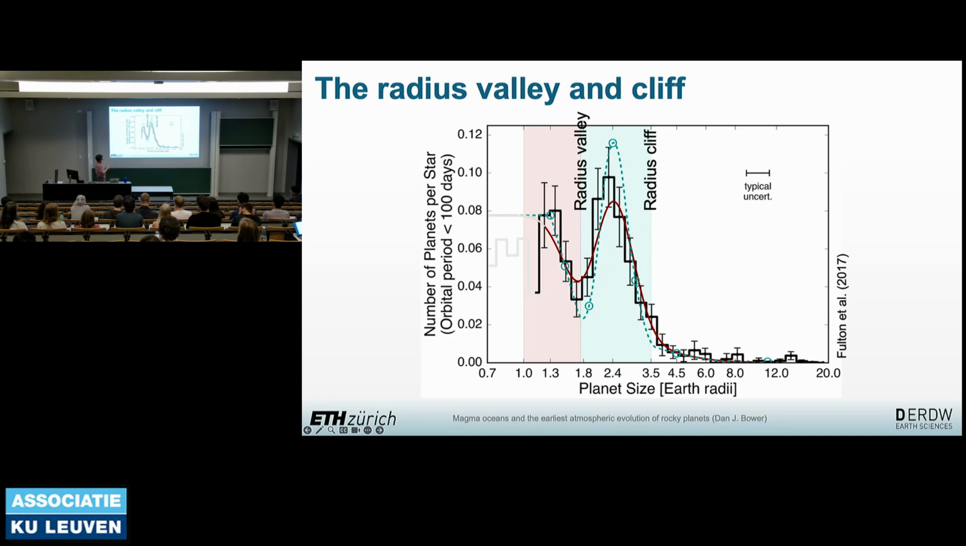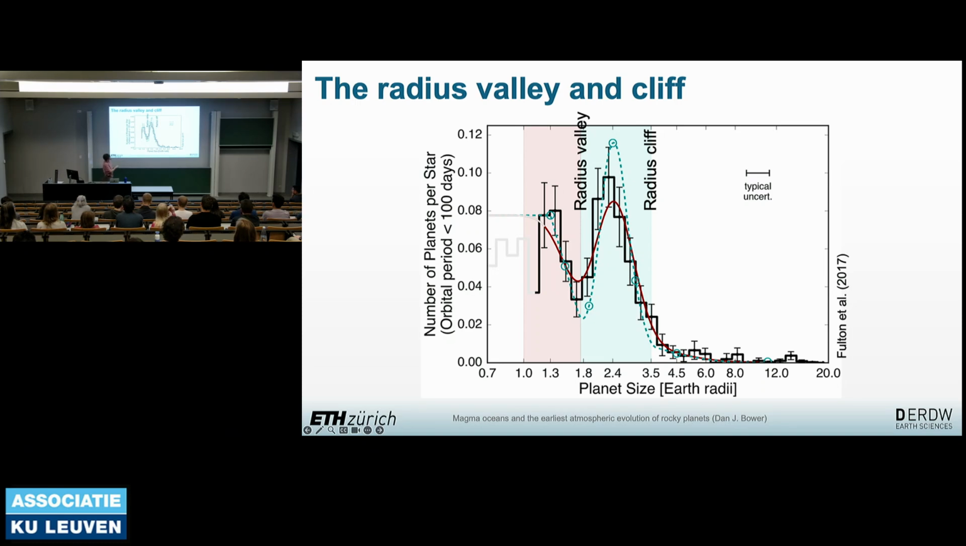Okay, so here what we're doing is we're just looking at an exoplanet catalog, and we're counting the number of planets per star, and we're plotting this against the planet size in Earth radii. And you can see that there is a valley here. This has also been known as a gap, but it's not strictly a gap because you can see the likelihood doesn't drop to 0. So it's now been named more correctly the valley.